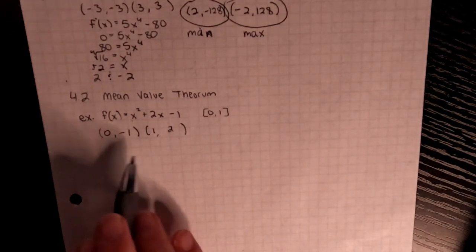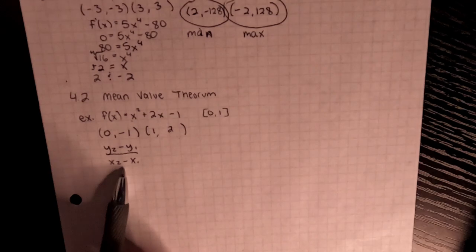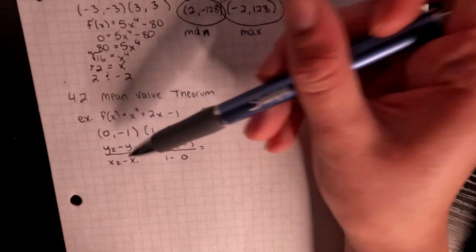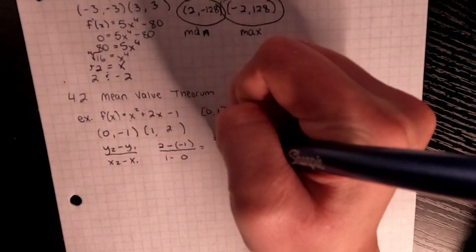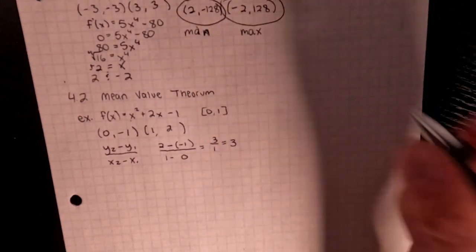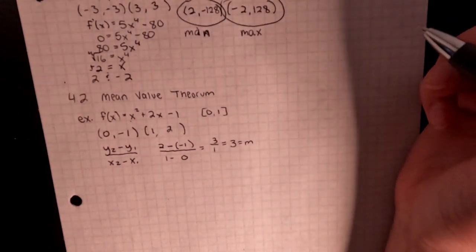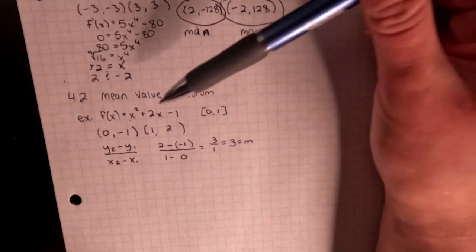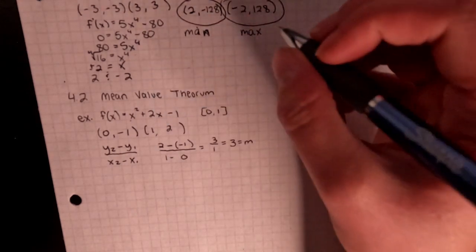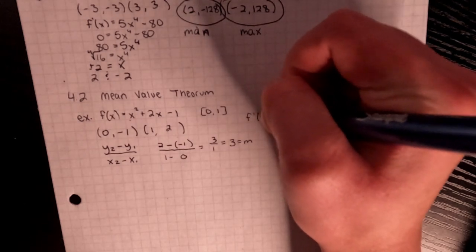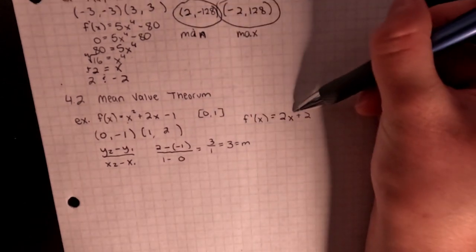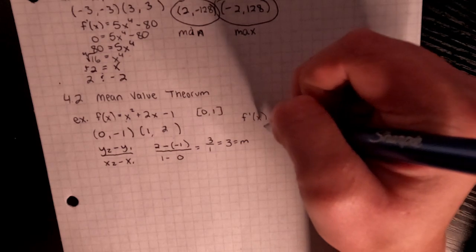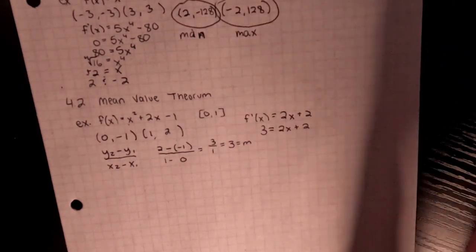Then you want to plug these points into this function to get your slope. This is what it looks like once you plug these points into this function, and you're going to get 3 over 1, or just 3 as your slope. So this equals m. Then you're going to want to take your slope and set it equal to the derivative of your original equation. To do that, we have to take our derivative first. So our derivative would look like that, and then we just want to plug this in for this, and solve this for x.